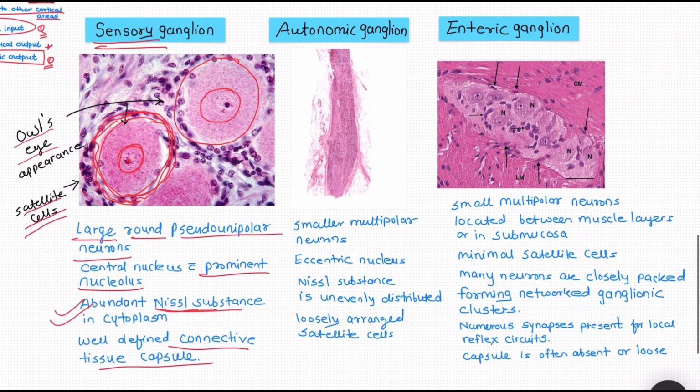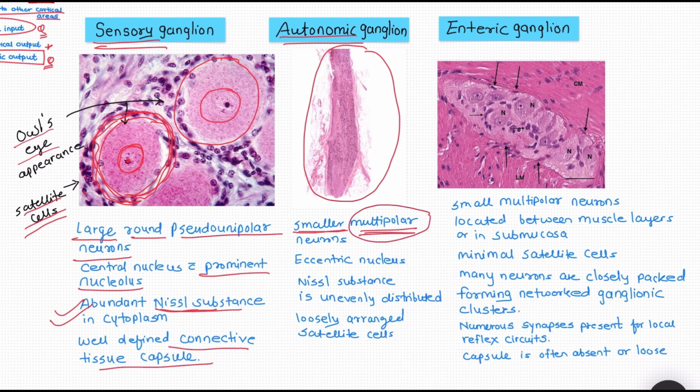Then come to autonomic ganglion. This one is autonomic ganglion. It is smaller as compared to sensory ganglion, and it is multipolar. Okay, so autonomic ganglion is multipolar. Sensory ganglion is pseudo-unipolar, whereas autonomic ganglion is multipolar.